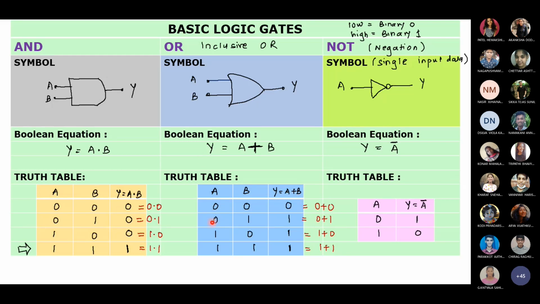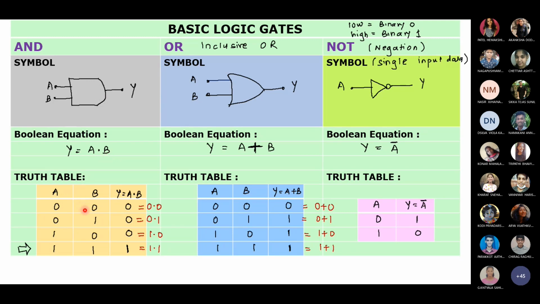Okay, so these are the three basic logic gates. First is AND. This is the symbol of your AND gate: three sides are square or rectangular, and the fourth side is curved. Whatever logic gates we start with right now are all two input gates. They can be developed to n input gates also, so we can have 4 input or 8 input logic gates. This gate has two inputs, A and B, and Y is the output. The Boolean equation is Y equals A dot B.